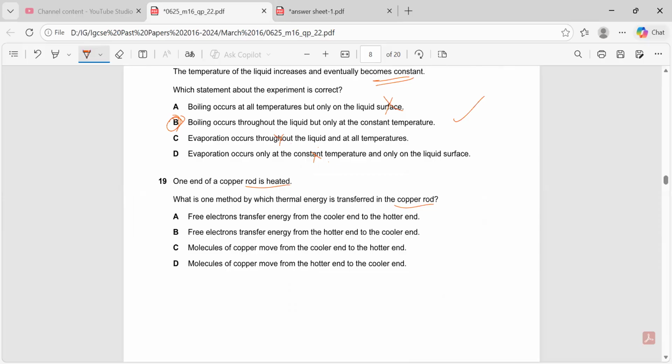Why is question 18 option D not correct? Evaporation occurs only at constant temperature, my dear son, not constant temperature. Actually, any temperature below boiling.